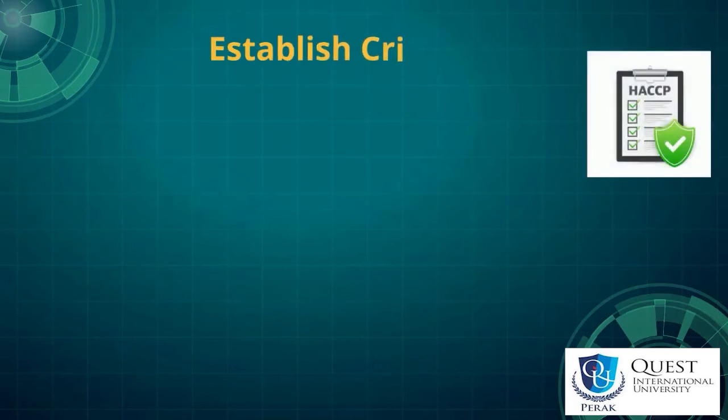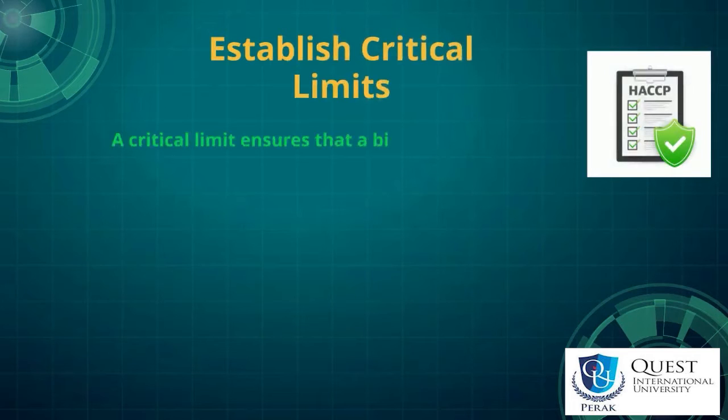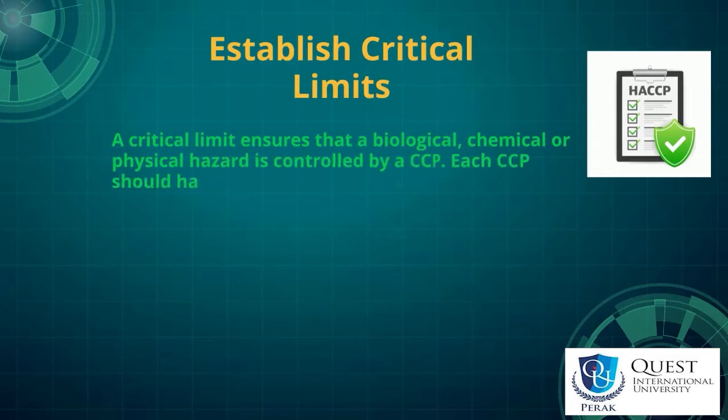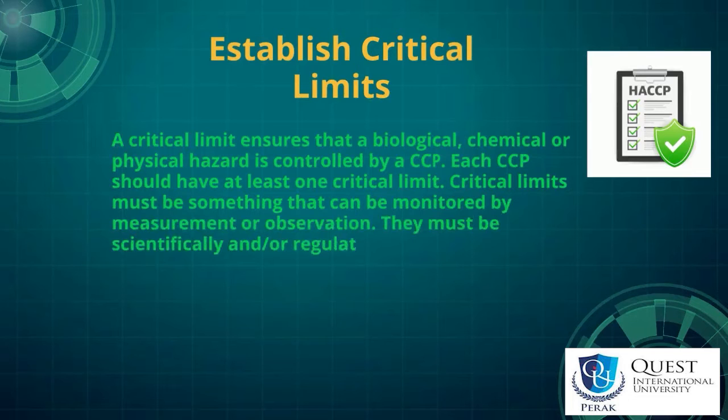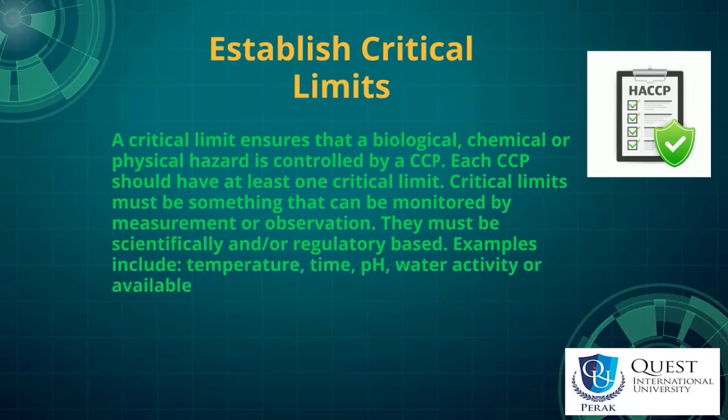Third, establish critical limits. A critical limit ensures that a biological, chemical, or physical hazard is controlled by a CCP. Each CCP should have at least one critical limit. Critical limits must be something that can be monitored by measurement or observation. They must be scientifically and or regulatory based. Examples include temperature, time, pH, water activity, or available chlorine.